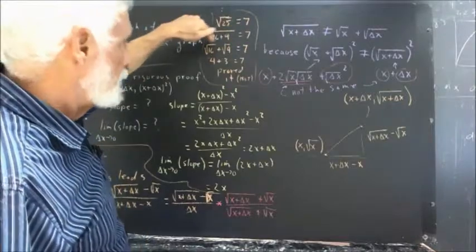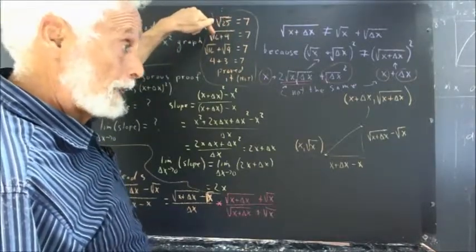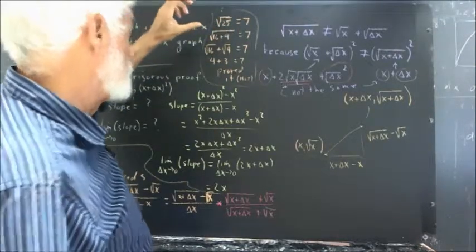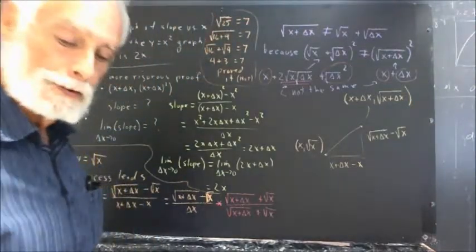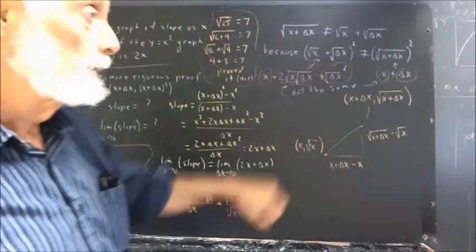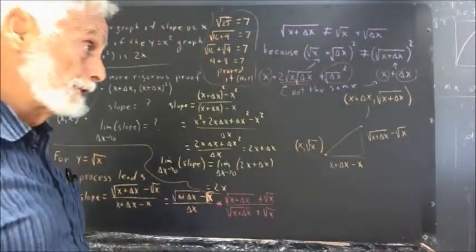We used a fallacious argument here, assuming that the square root distributes over plus. And it's simply not so. You should understand here that it's not so.